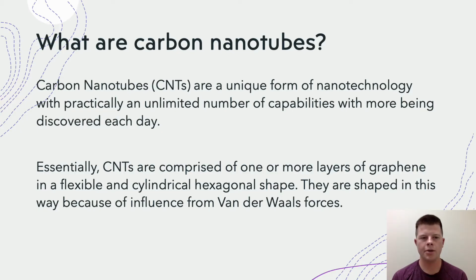So what are carbon nanotubes? Carbon nanotubes, or CNTs, are a unique form of nanotechnology with practically an unlimited number of capabilities and applications, with more being discovered just about each and every day. So essentially CNTs are comprised of one or more layers of graphene in a flexible and cylindrical hexagonal shape. Think of it almost as a fancy straw-like structure, and they're shaped in this way because of their influence from van der Waals forces.